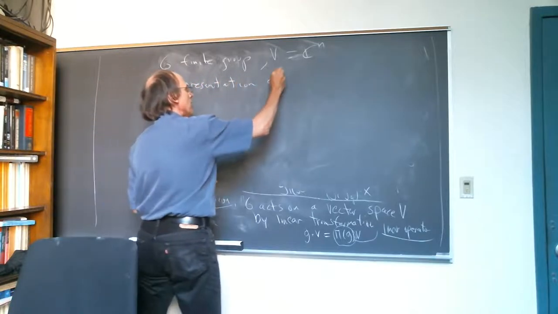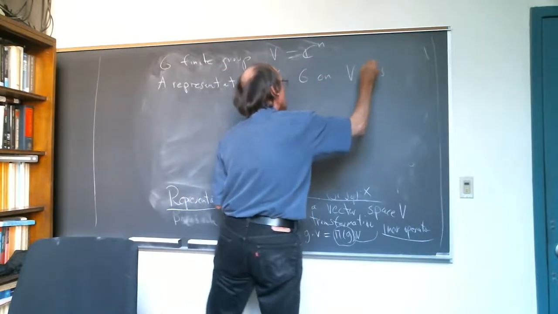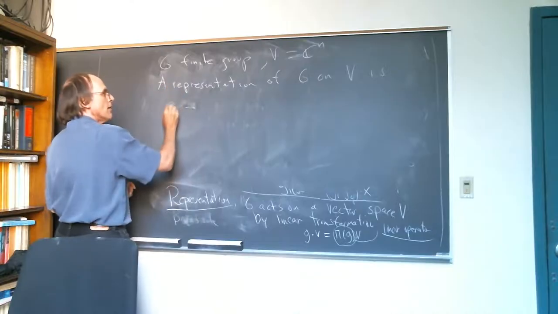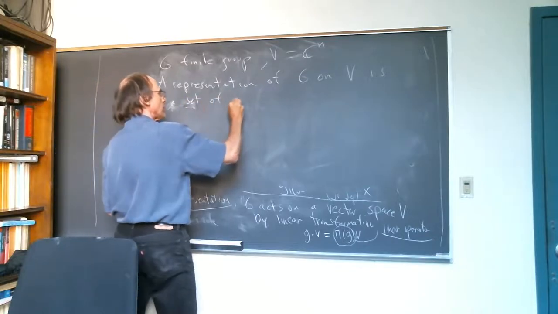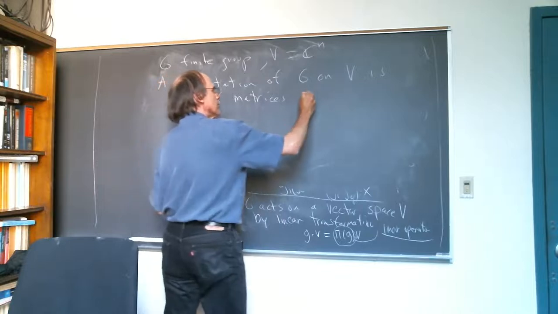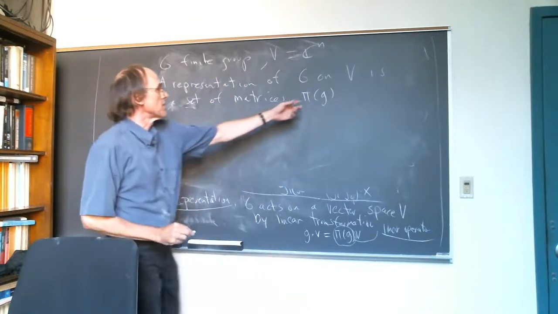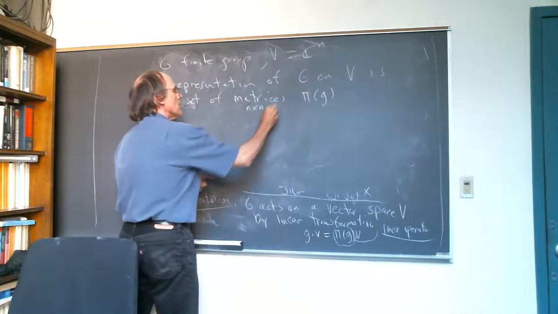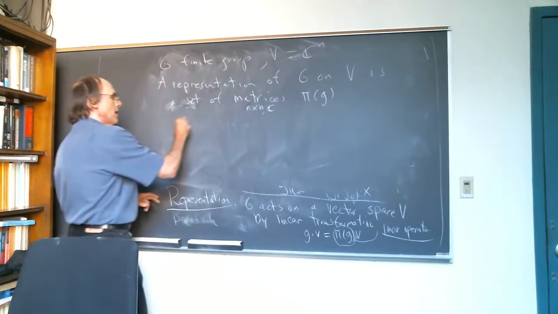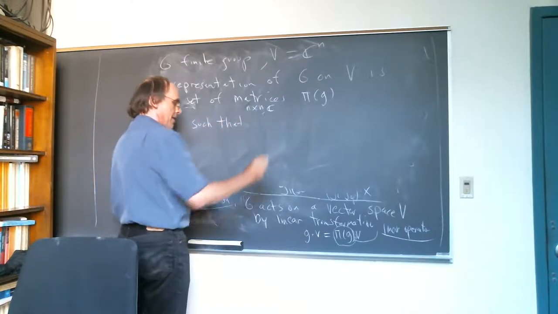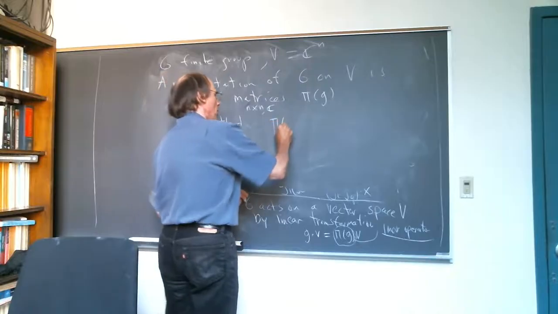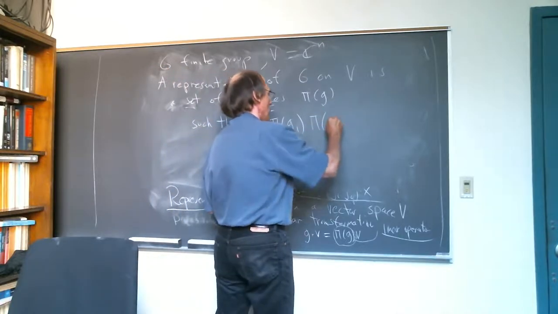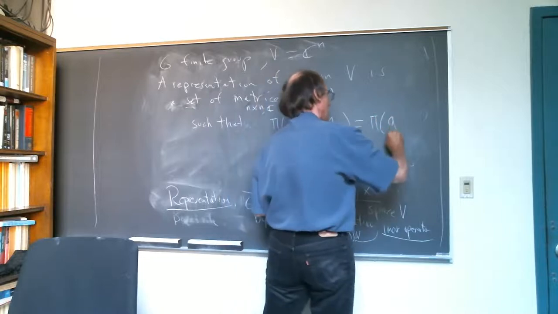representation of G on V is a set of matrices, we'll call them pi of G, and these are the linear operators on C^n. So these are going to be n by n complex matrices, such that, the fact that it's an action, is that if you multiply one of these matrices, the one corresponding to g1, by the one corresponding to g2, you get the one that you would get if you multiply the group elements.